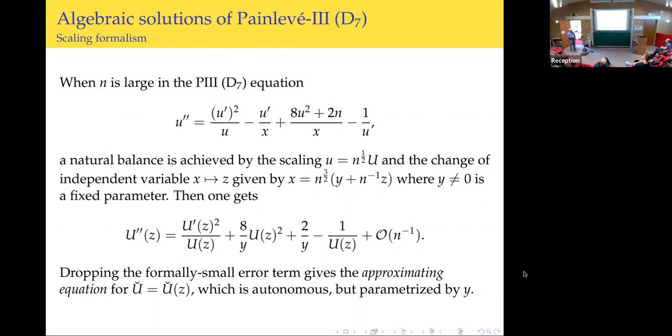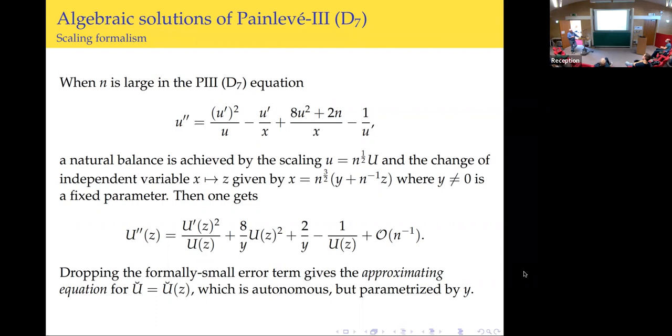So let's think of n being large and just do balance arguments or something like that. You can pretty quickly see that if you try to scale u by some power of n, and you can try to scale x by another power of n, and maybe add on a correction, something like that. So you pretty quickly arrive at n to the 1/2 for the right scale of the dependent variable, and for x, n to the 2/3 times some y plus 1/n times z, something like that.